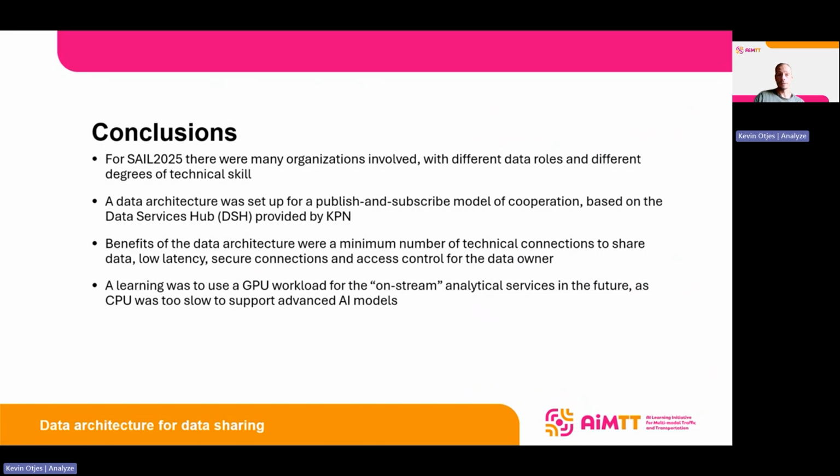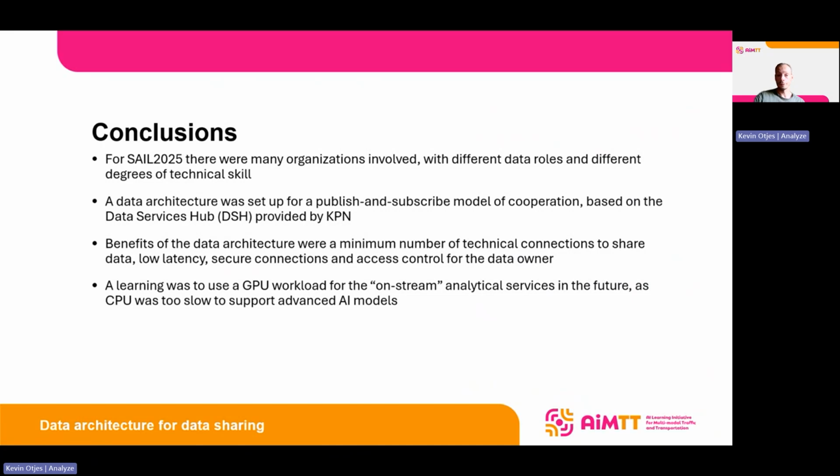To conclude, there were many organizations involved in SAIL with different data roles and different degrees of technical skill. And in order to bring them all together, we chose a publish and subscribe model for cooperation based on the Data Services Hub, the DSH, provided by KPN. And this gave the benefits of a minimum number of technical connections to share data and to maintain. It gave us low latency, secure connections, and full access control for the data owner.